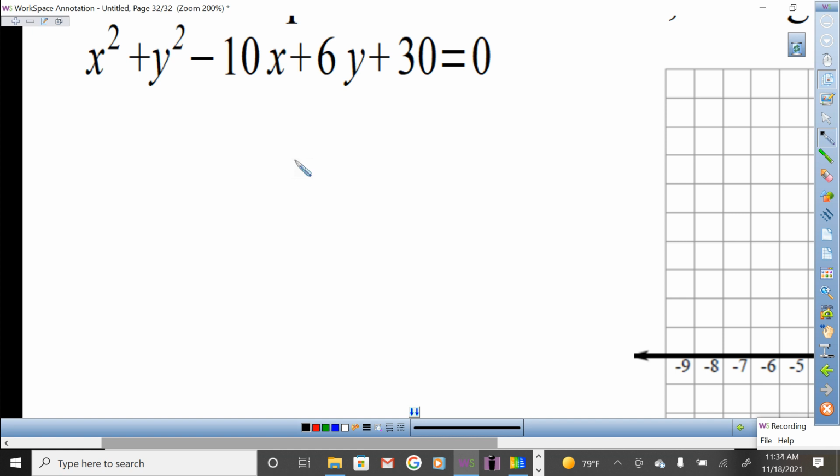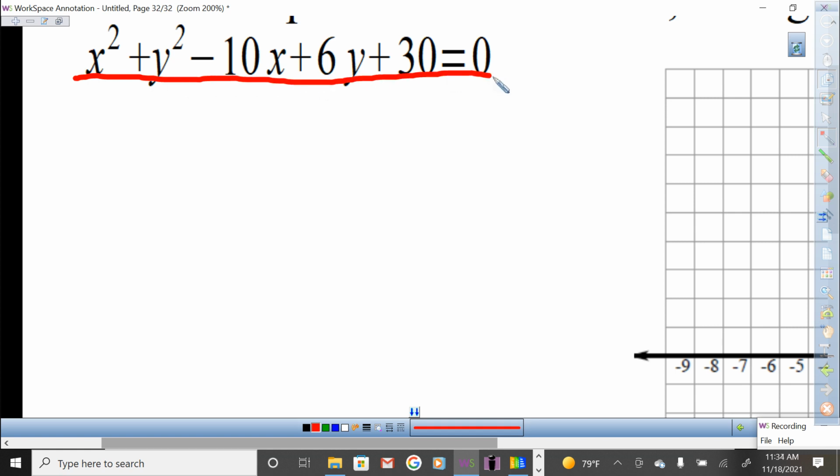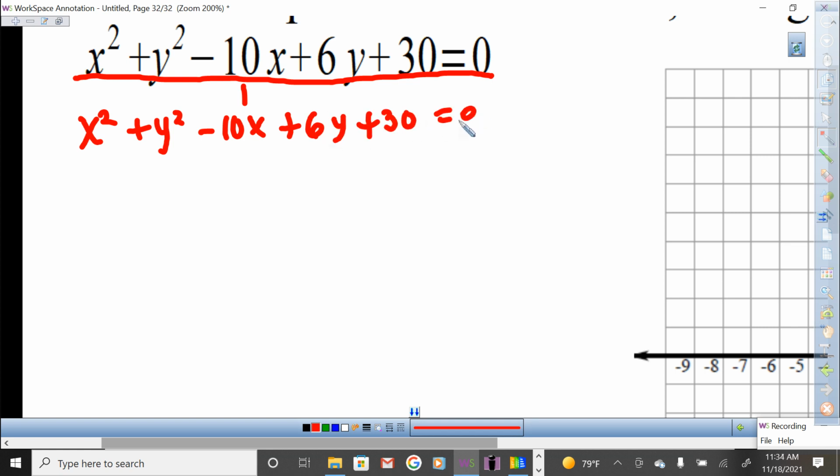Watch. Notice that it has an x squared here, and it's equal to 0. Okay, look what I'm going to do. My first step, I'm going to divide the entire equation by 1. So I get x squared plus y squared minus 10x plus 6y plus 30 equal to 0.